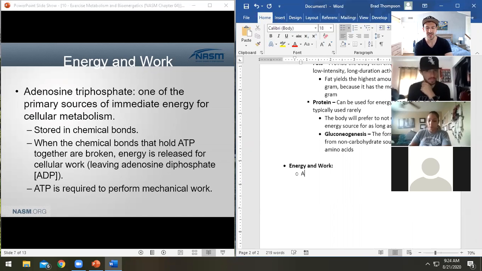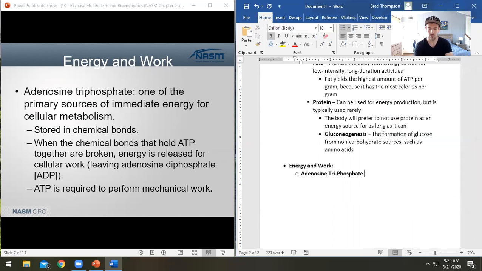If we're talking about adenosine triphosphate, or ATP, it is a primary source of immediate energy for cellular work. I'm going to say work instead of cellular metabolism, because I think that's a much better descriptor. It describes how your cells do the things, right? You need to make ATP in order for your cells to be able to break that ATP and release that energy and then use that energy to do stuff.